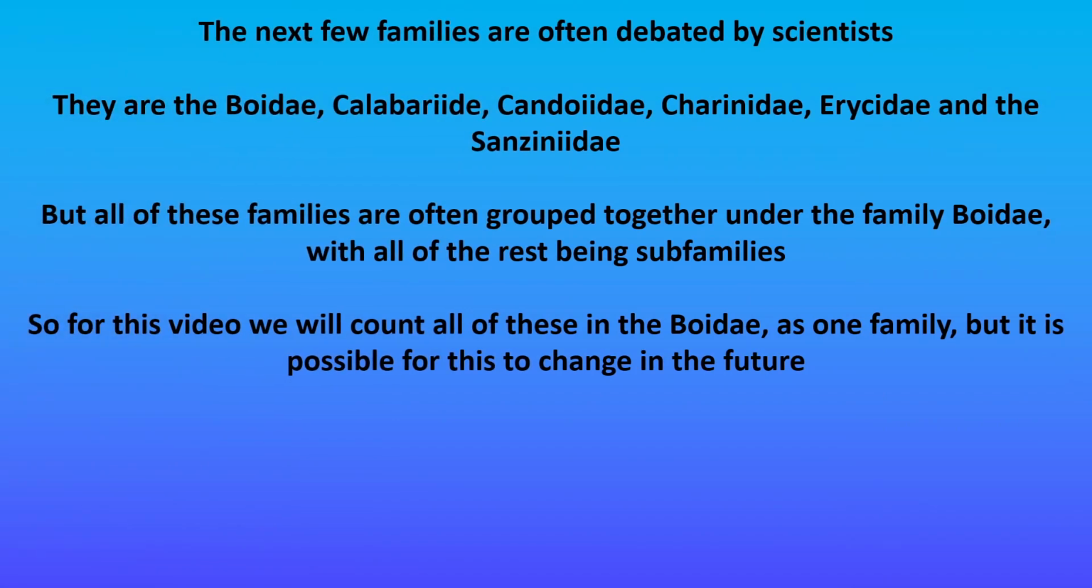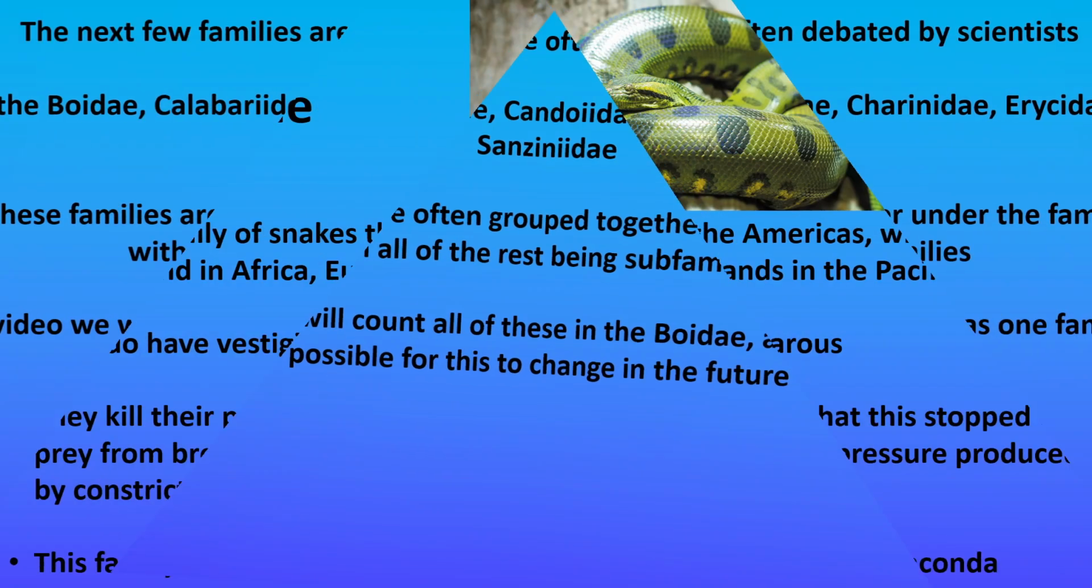The next few families are often debated by scientists. They are the Boidae, Calabariidae, Canduiidae, Gerinidae, Erisidae, and the Sanzoniidae. But all of these families are often grouped together under the family Boidae, with all of the rest being subfamilies. So for this video, we will count all of these in the Boidae as one family, but it is possible for this to change in the future.